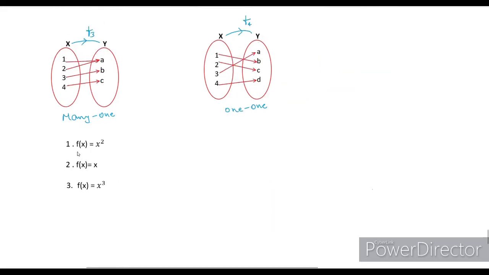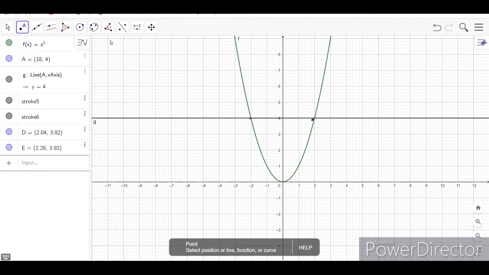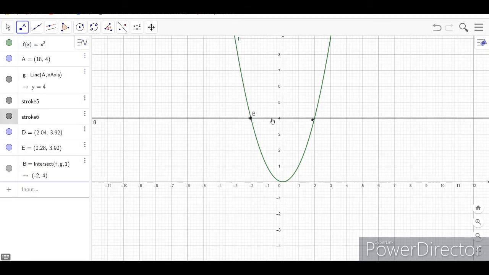I have considered f(x) equal to x squared. We all know that this is a parabola. Now, I have the graph of a parabola here. How do I check whether it is a 1-1 function or not? We have to draw a line parallel to the x-axis, and check at how many points the parallel line meets the curve. In this case it meets at 2 points, B and C.